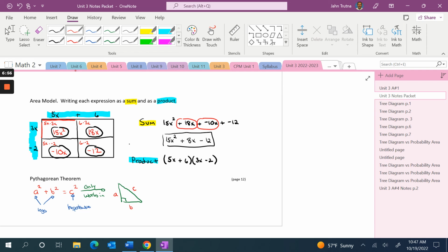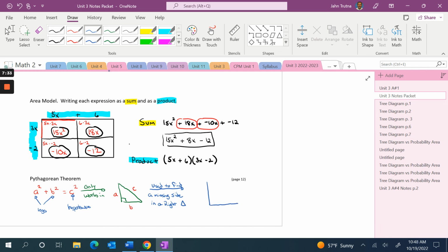Okay, and what you do is you use Pythagorean theorem to find a missing side in a right triangle. So this theorem is used to find a missing side in a right triangle. Okay, that's one of the uses for it. There's a few other uses for it, but we're going to focus on finding a missing side.